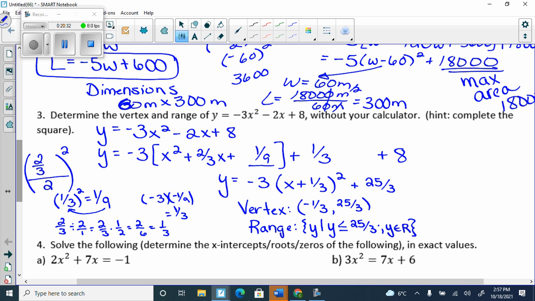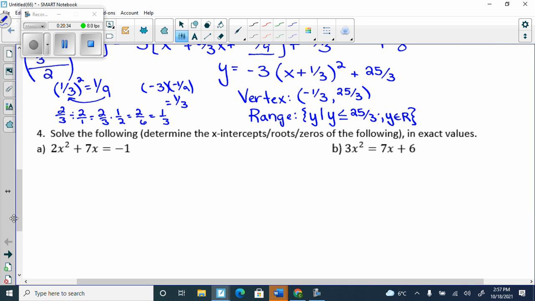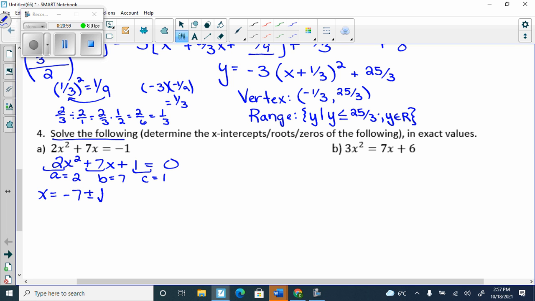Okay, this one here, I have to always move it. When it says solve, I always have to get it equal to 0. So I go 2x squared plus 7x plus 1 equals 0. And then I always check for factoring. Can I multiply to give me 2 and add to give me 7? Nothing in the world. So I immediately say quadratic formula. A equals 2, B equals 7, C equals 1, x equals negative B, so negative 7, plus or minus the square root of 7 squared minus 4 times 2 times 1, all over 2 times 2.